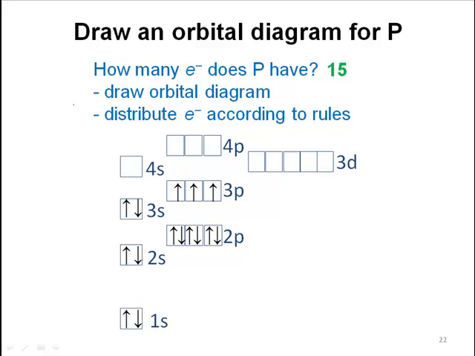You go to 4s, then you go to 3d, then you go to 4p. For 16, you would put another one in here, yes, because it's easier for them to be at this energy level than to go up in energy level. So it's easier for them to pair up than to jump up to another level.